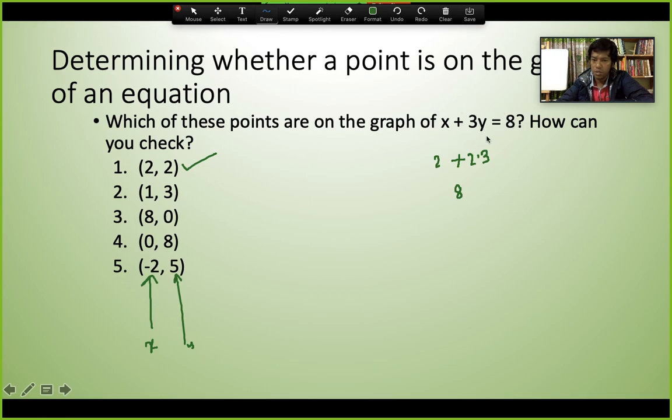If you try to find some ordered pair from this equation, it will come there. In other words, this point will be on the graph of this equation.